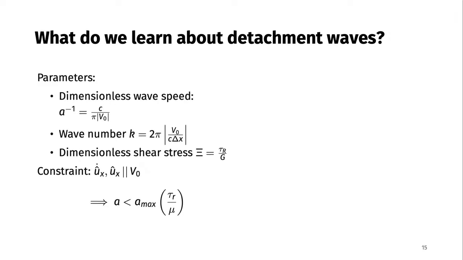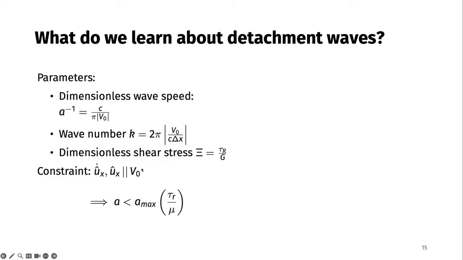Okay, there are three parameters. There is the dimensionless wave speed, which is c by V naught. V naught is the speed at which you are pushing, right? And there is a wave number, which is V naught by c delta x. Delta x is the amount of slip that a single wave causes. And there is a dimensionless shear stress, of course, normalized by the shear modulus.